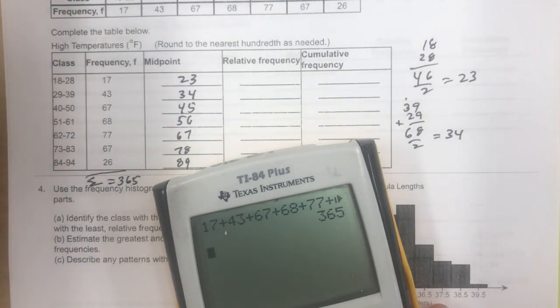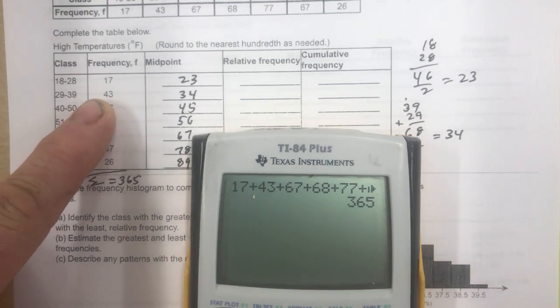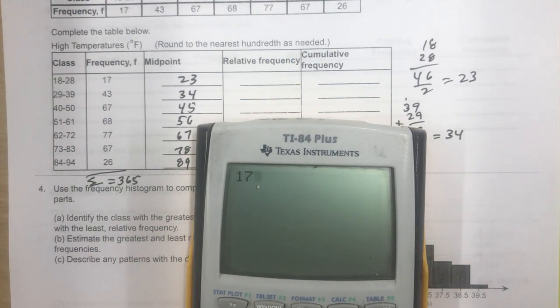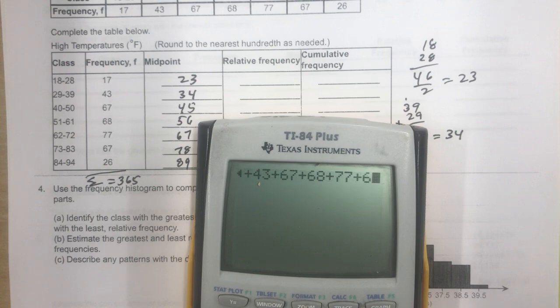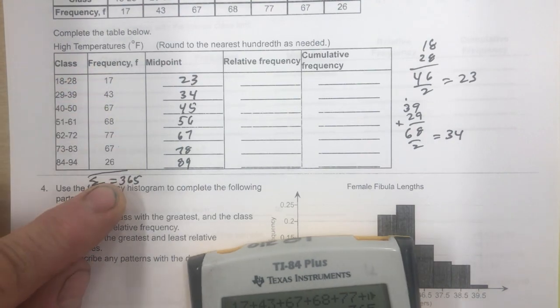And I think that's probably right because it's for every day of the week, every day of the year, I guess. But let me do it again. You always want to do it twice. 17 plus 43 plus 67 plus 68 plus 77 plus 67 plus 26. 365. Okay, so my total is 365.